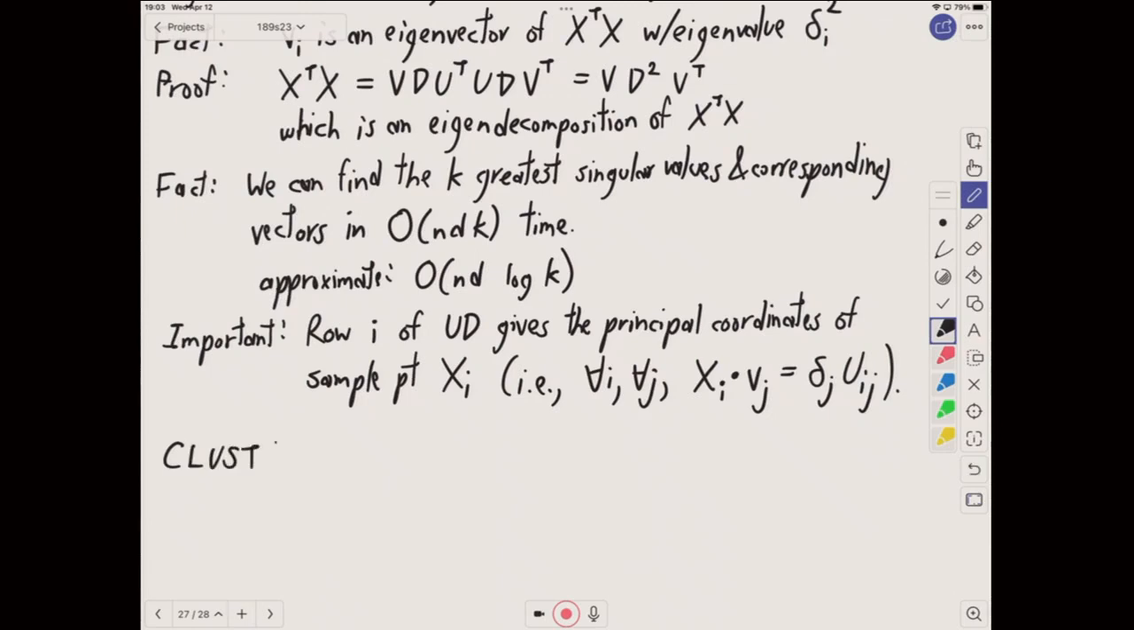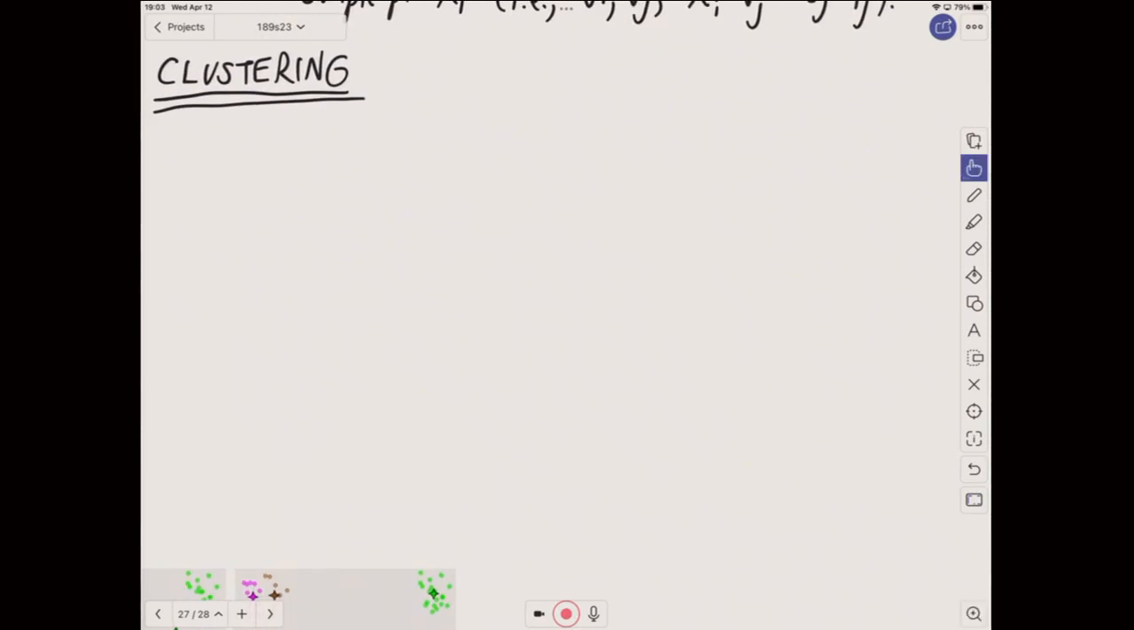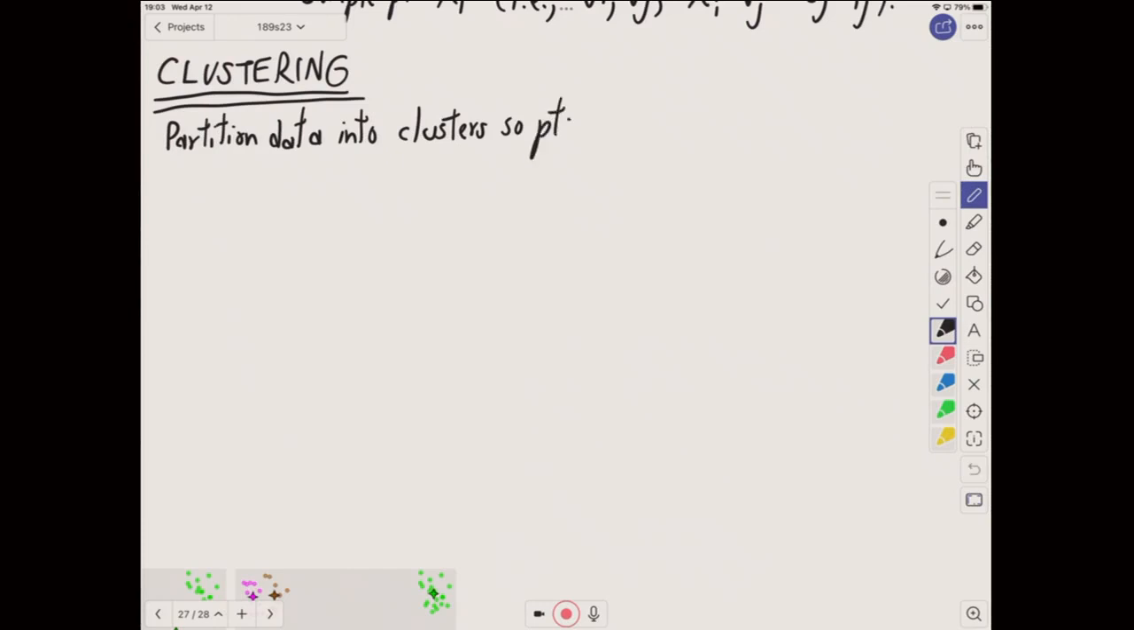All right, now we're changing topic. The rest of today's lecture will be about clustering, which is a different kind of unsupervised learning, completely different from PCA. The idea is someone gives you a bunch of sample points and you want to partition them into clusters. Roughly speaking, the points in a cluster ought to be more similar to each other than they are across clusters.